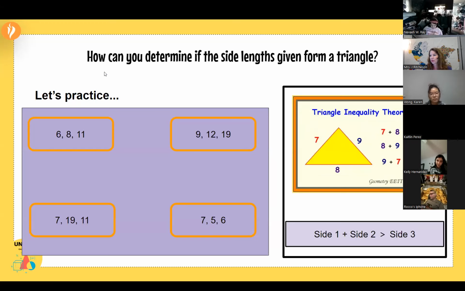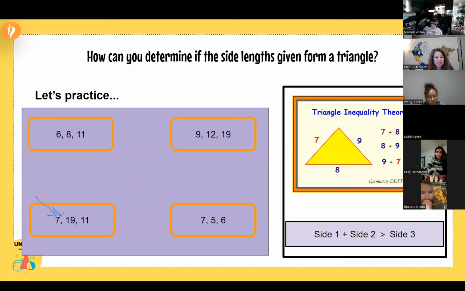All right, so we're going to practice, everybody. You're going to determine whether these side lengths can form a triangle. So what are you going to do? You're going to look at the two smallest numbers, okay? So on the first one, in order to answer this question, you're going to find the two smaller numbers. So let's do this one. We're going to do this one together, okay?